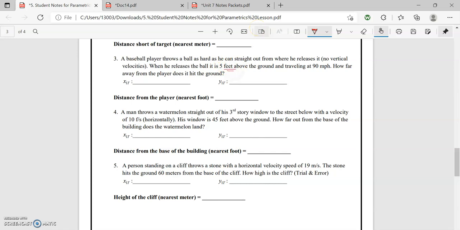This is given as 5 feet above the ground. My units in my horizontal velocity, though, my v sub 0, is in miles per hour. My gravity unit is going to be the negative 16 t squared. The problem is that is feet per second squared. So in other words, you need to get 90 miles per hour into feet per second.